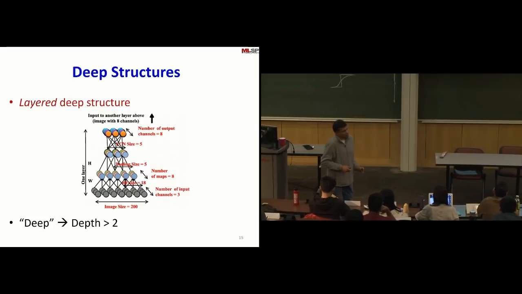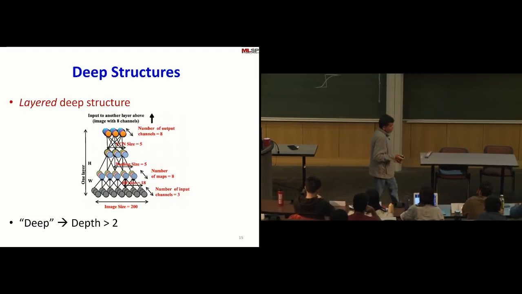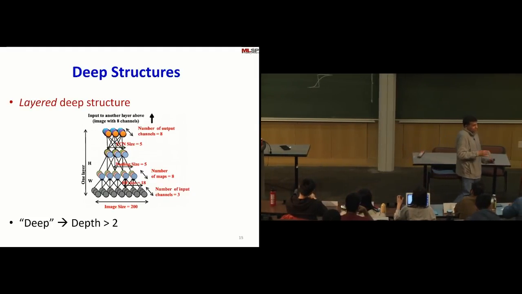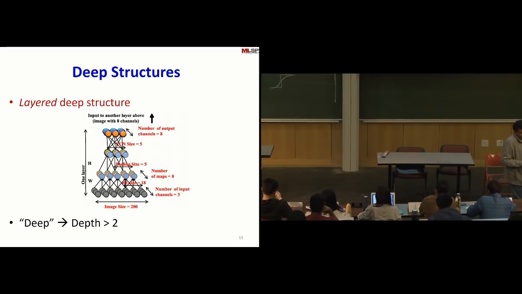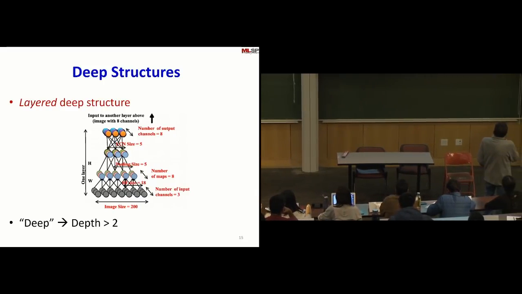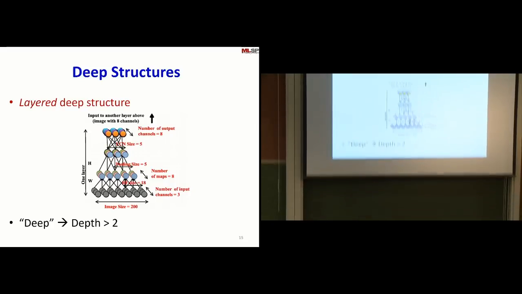This is just a formal definition of what a deep network is. So that's not very deep. 3 is not really very deep, but still, as far as definitions are concerned, that's deep. So here, for example, the depth is exactly 3, right?